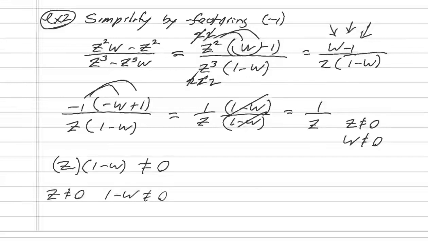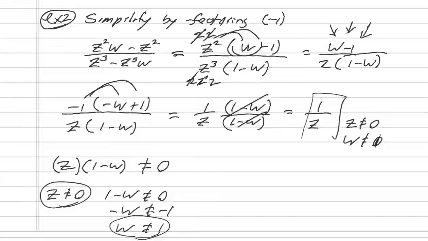Now let's start looking at this. We're going to subtract 1 from both sides, so negative w cannot equal negative 1, or w cannot equal 1. So that's my two excluded values. Let me go back and change this to a 1. So z cannot equal 0 and w cannot equal 1. So that goes along with my answer here. There's my actual answer, and these are my additional conditions on that problem.